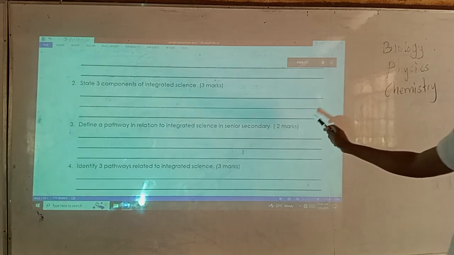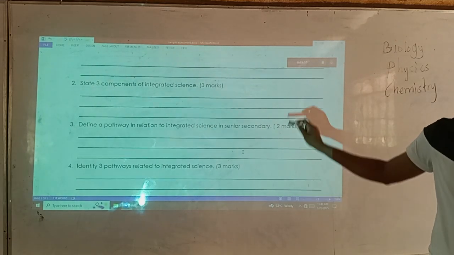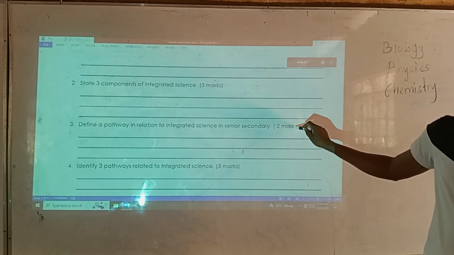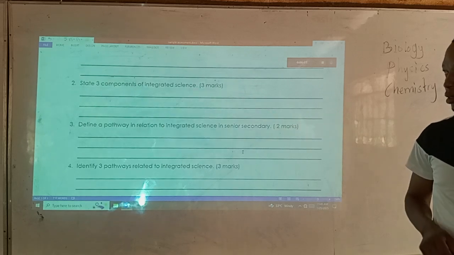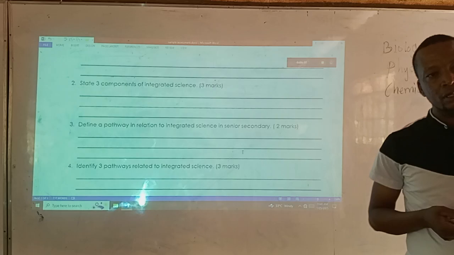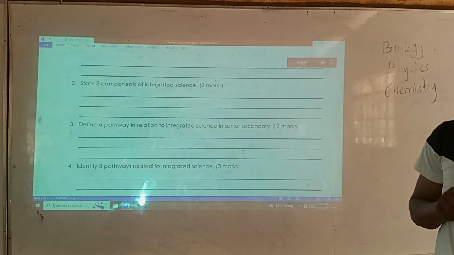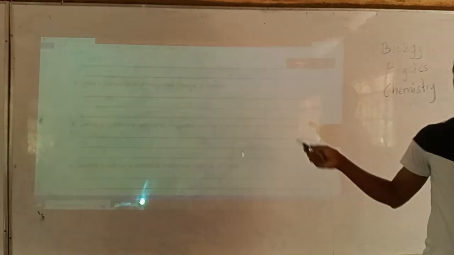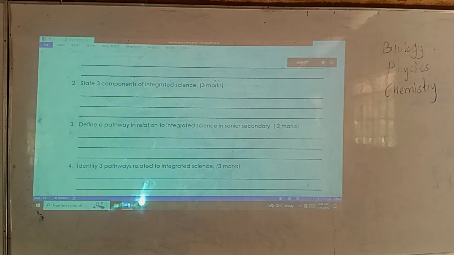We are reading question 3 on the whiteboard. Eyes on the whiteboard. Alphonse, on the whiteboard. Question 3. Define a pathway in relationship to integrated science. How many marks? 2 marks. So if you define very well, you get 2 marks.